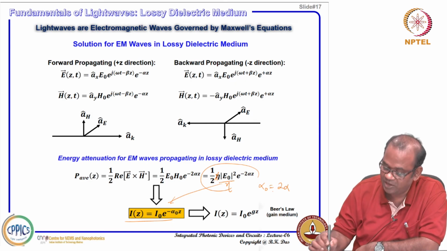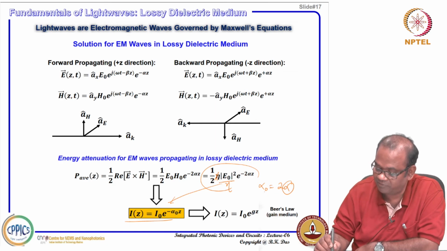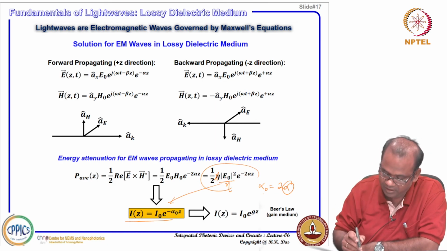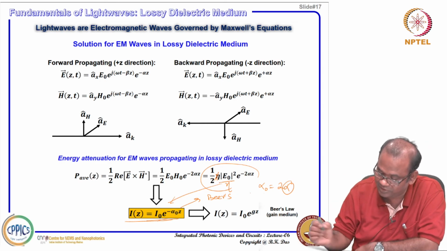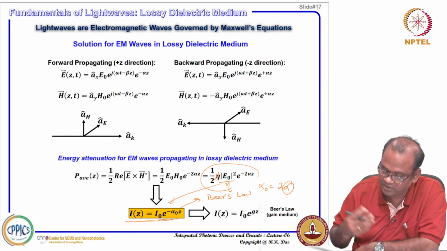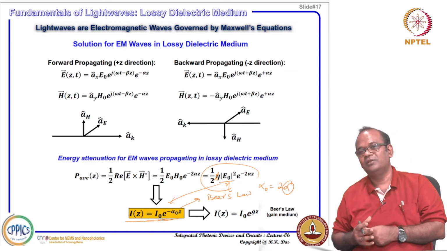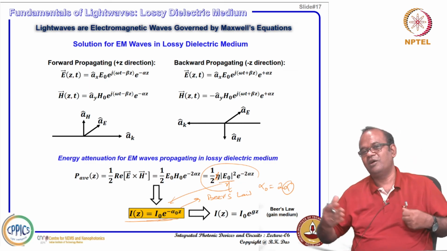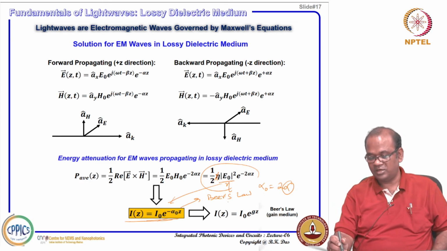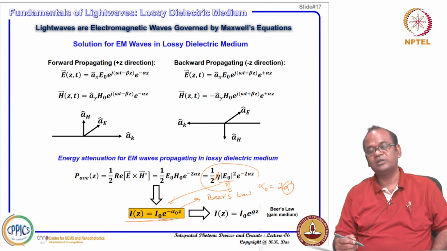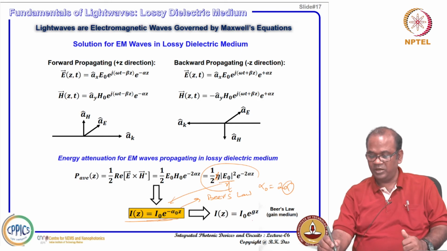That means this alpha is the amplitude attenuation and alpha naught is the intensity attenuation, and this is basically known as Beer's law. Beer derived it first, much before Maxwell's equations. By experimental observations, in a lossy medium the intensity drops following an exponential law, which is known as Beer's law, and now we can show from Maxwell's equations that you can see that.